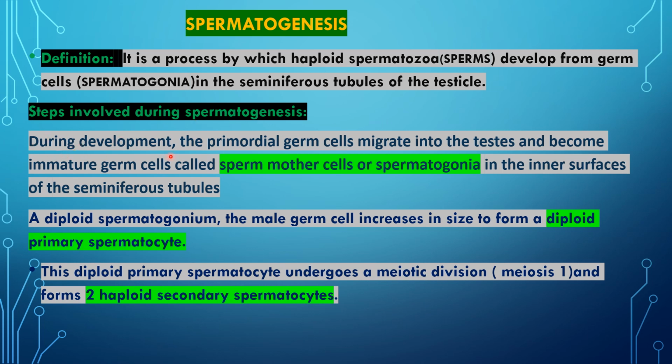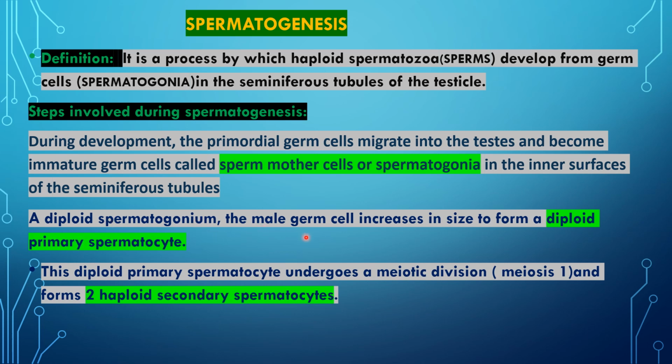So during development, the primordial germ cells migrate into the testes and become immature germ cells called the sperm mother cells. So initially, what is formed first? The spermatogonia or sperm mother cells are formed on the inner surfaces of the seminiferous tubule. And what is the ploidy of this spermatogonia? It is diploid.